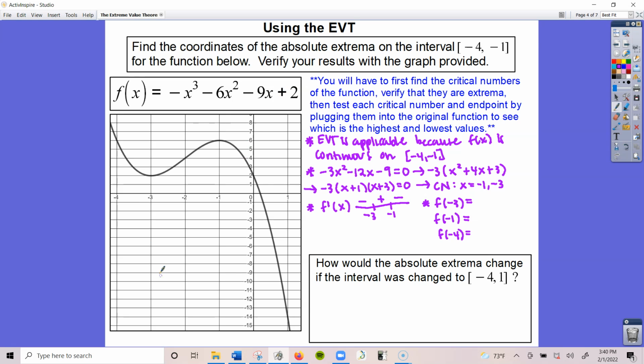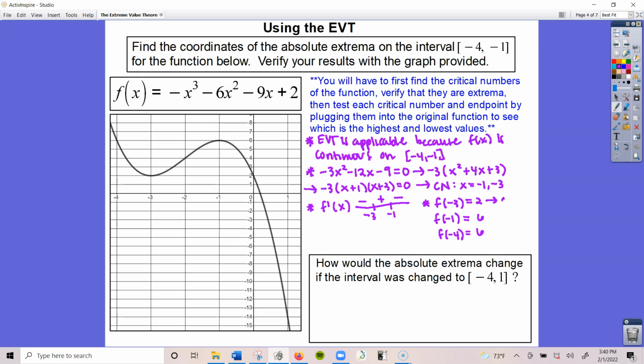For now, since we have the graph of f of x, we're going to get these values from the graph. F of negative 3 is 2. F of negative 1 is 6. And f of negative 4 is 6. So what this means, you look for the lowest values.